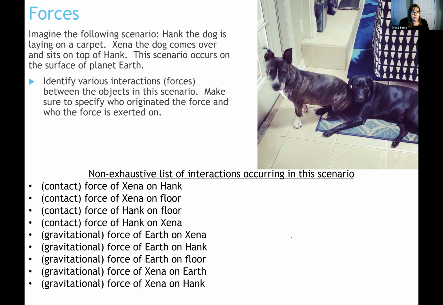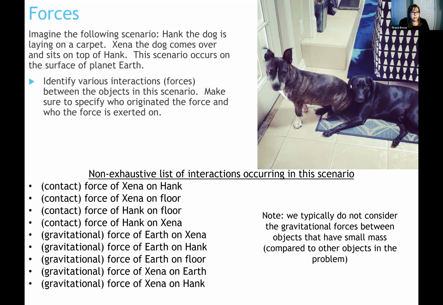If you think about non-contact forces, there are a lot of gravitational interactions going on because all of these objects have mass. The Earth is exerting a gravitational force on Xena, on Hank, on the floor. Likewise, you can talk about the opposite way. You can think about the gravitational force that Xena is exerting on the Earth. Xena is exerting a gravitational force on Hank. Anything that has mass exerts a gravitational force on every other thing that has mass.